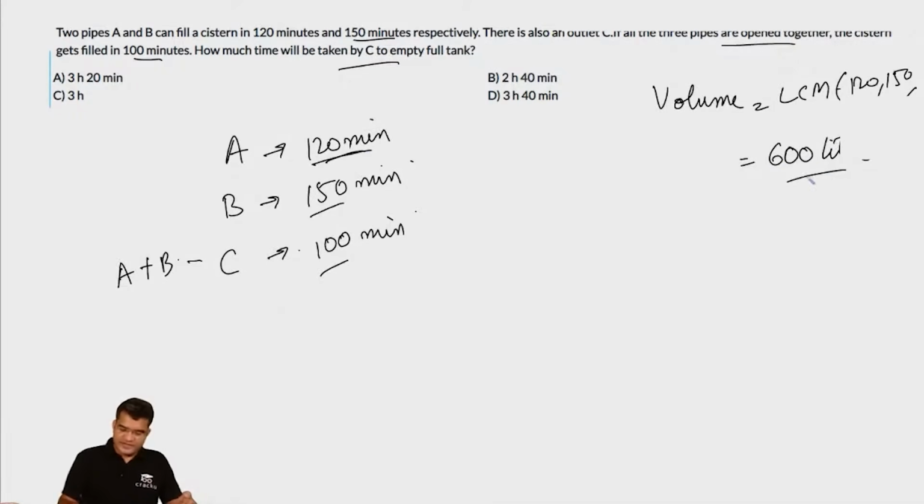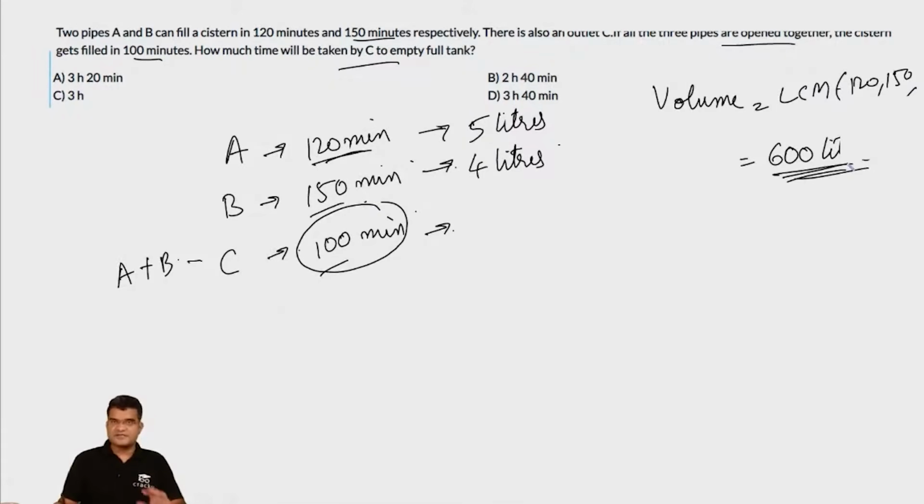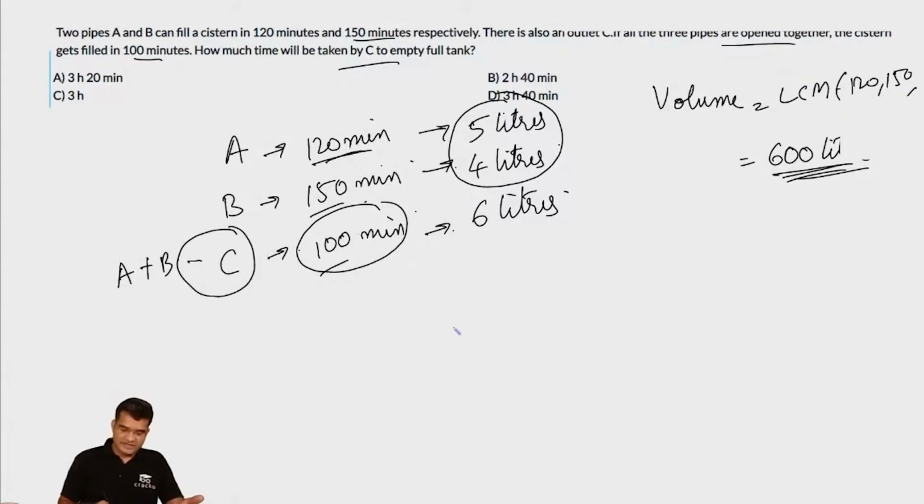A takes 120 minutes to fill 600 liters. So every minute A is filling 5 liters, which is 600 divided by 120. B takes 150 minutes to fill 600 liters. So every minute B is filling 4 liters. If A, B and C, all of them are open, it takes 100 minutes to fill 600 liters. So every minute the amount of water that is being filled in is 6 liters. A and B together will fill 5 plus 4, that is equal to 9 liters. So C alone, the amount of water that it is pumping out every minute will be 5 plus 4 minus 6, that is 3 liters.